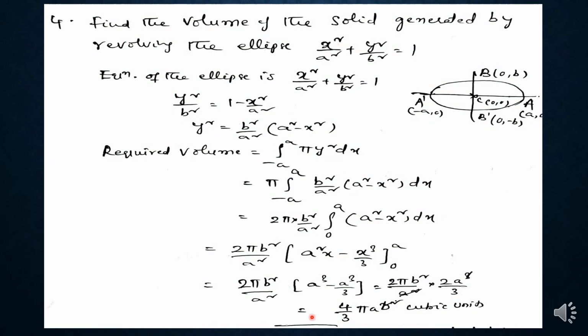Next, find the volume of the solid generated by revolving the ellipse x squared by a squared plus y squared by b squared equals 1 about the x-axis, about its major axis, where a is greater than b. So what is the equation? The equation of the ellipse is x squared by a squared plus y squared by b squared equals 1, where a is greater than b. AA' is the major axis and BB' is the minor axis. Point A is (a, 0), A' is (-a, 0). The center is (0, 0).